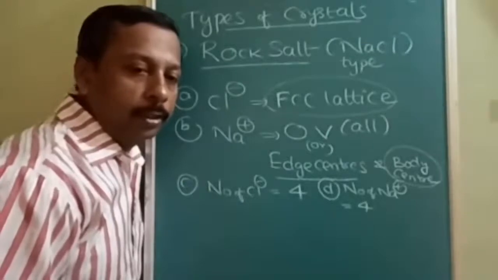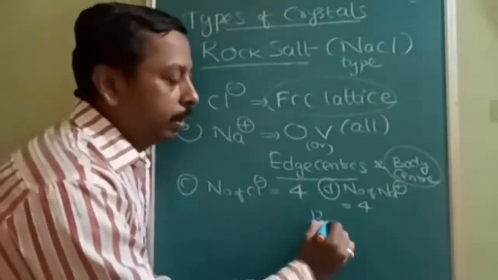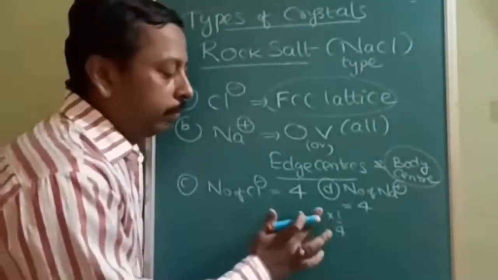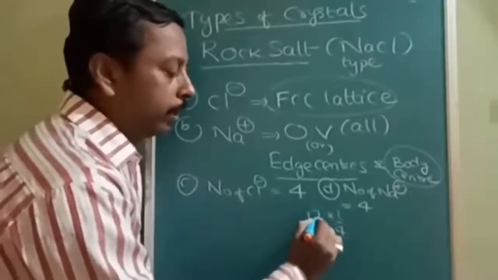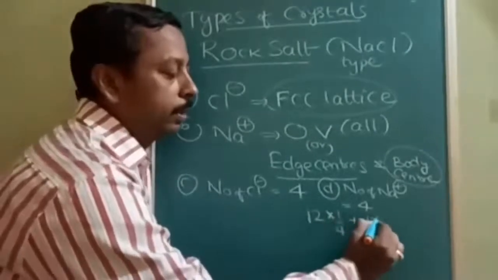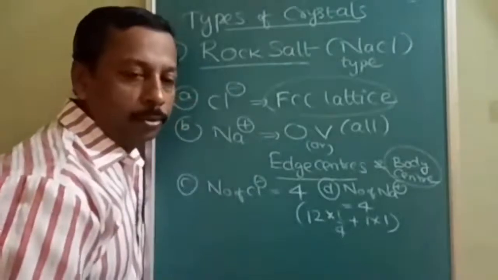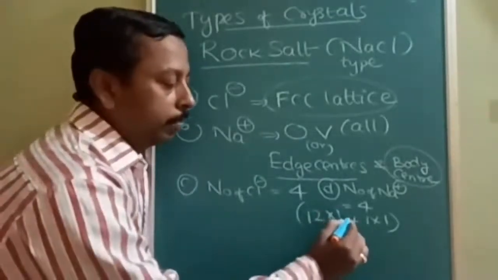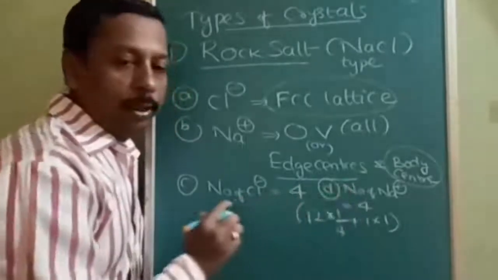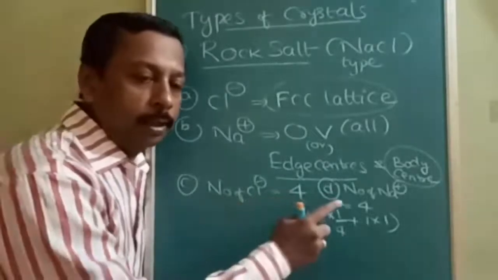Another way is also there. They are available at edge centers. How many edge centers? 12, with a contribution of 1 by 4 each. So 12 into 1 by 4 plus 1 body center, whose contribution is 1. In that way also you will get 4 only. Both methods are different, but the answer is the same. So the number of sodium and the number of chlorine: how to find out? One with the lattice and another with the voids.